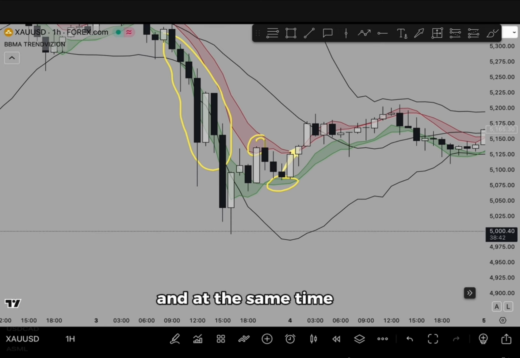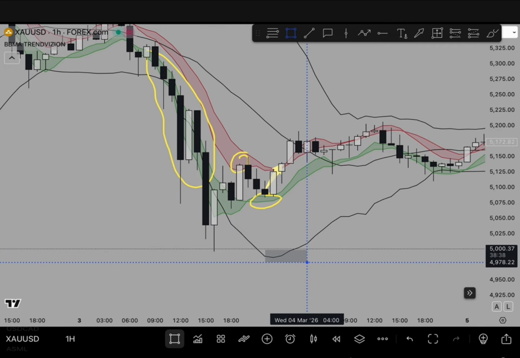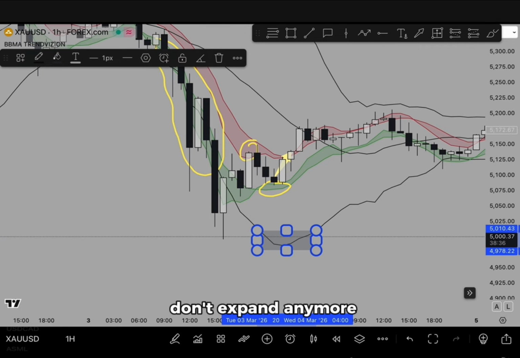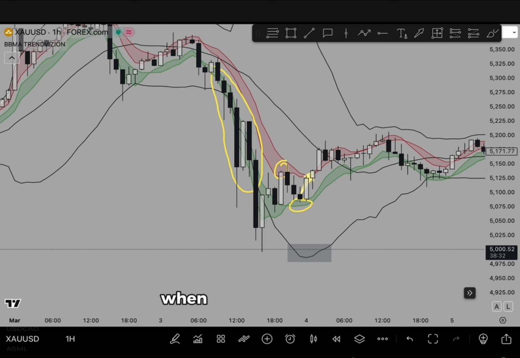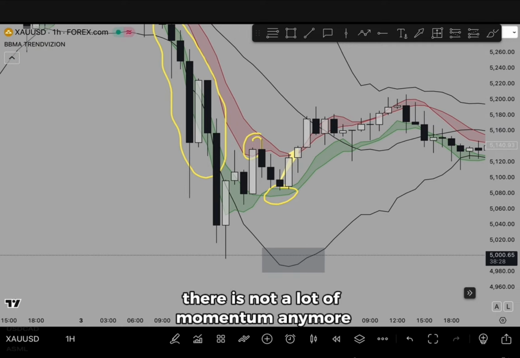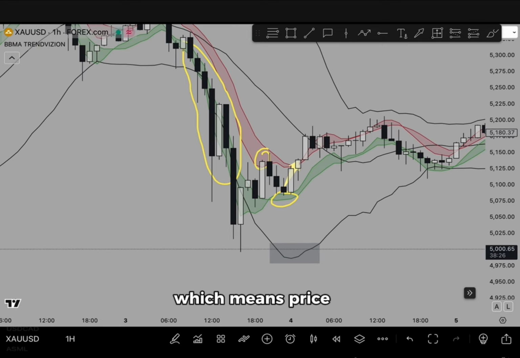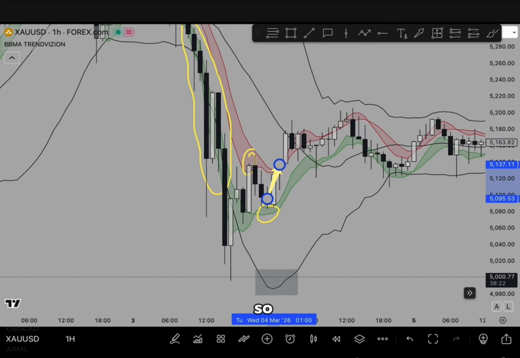And at the same time, the Bollinger Bands here don't expand anymore. So when it's not expanding anymore, there is not a lot of momentum anymore, which means price is making a move up again. So that's what it did.